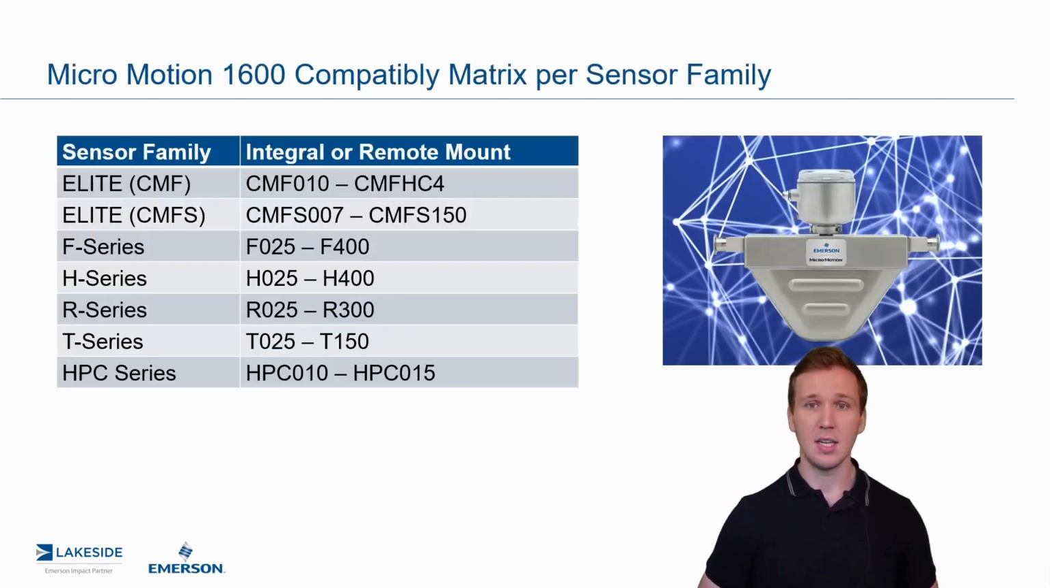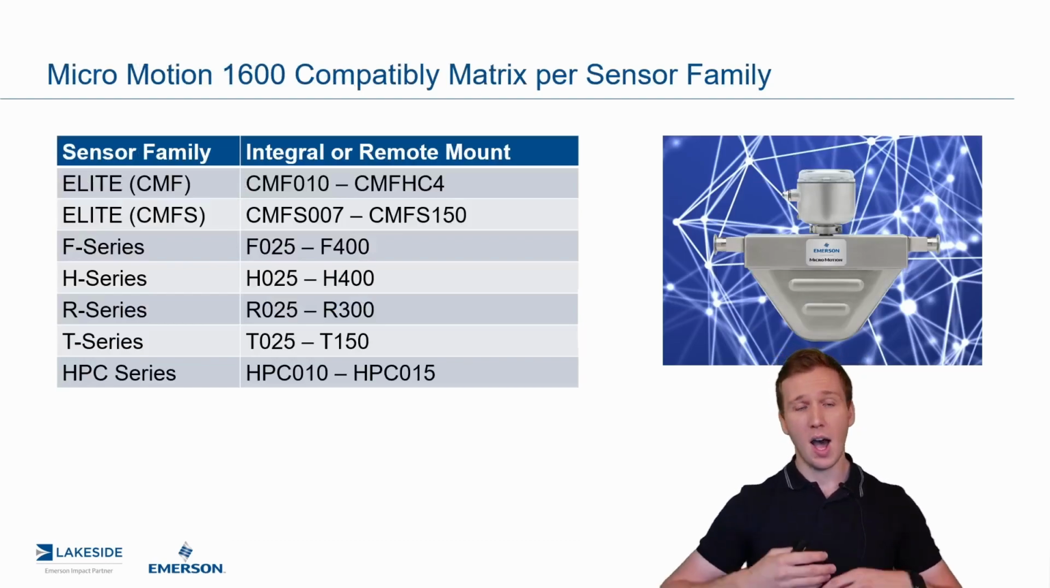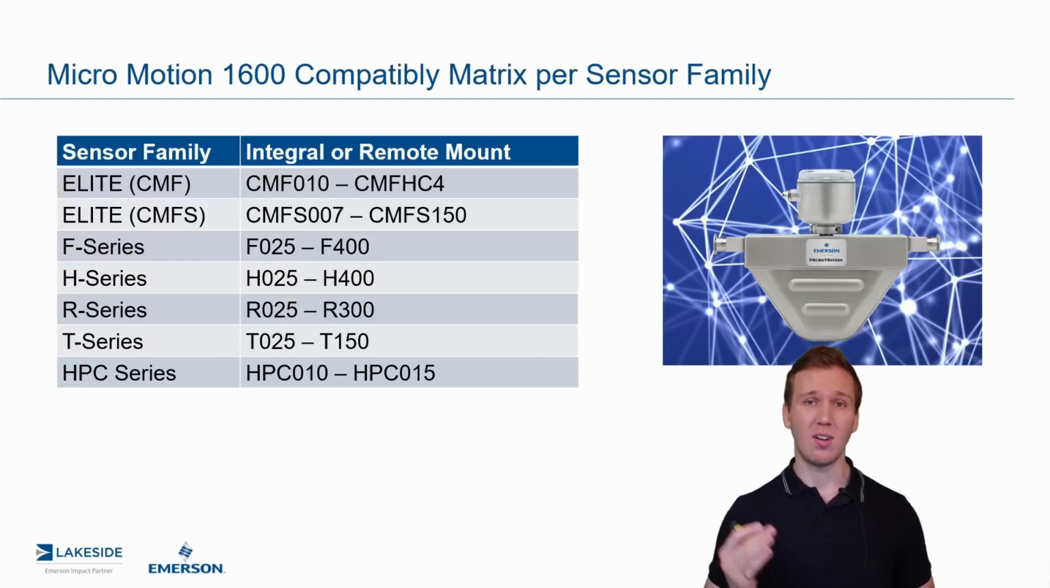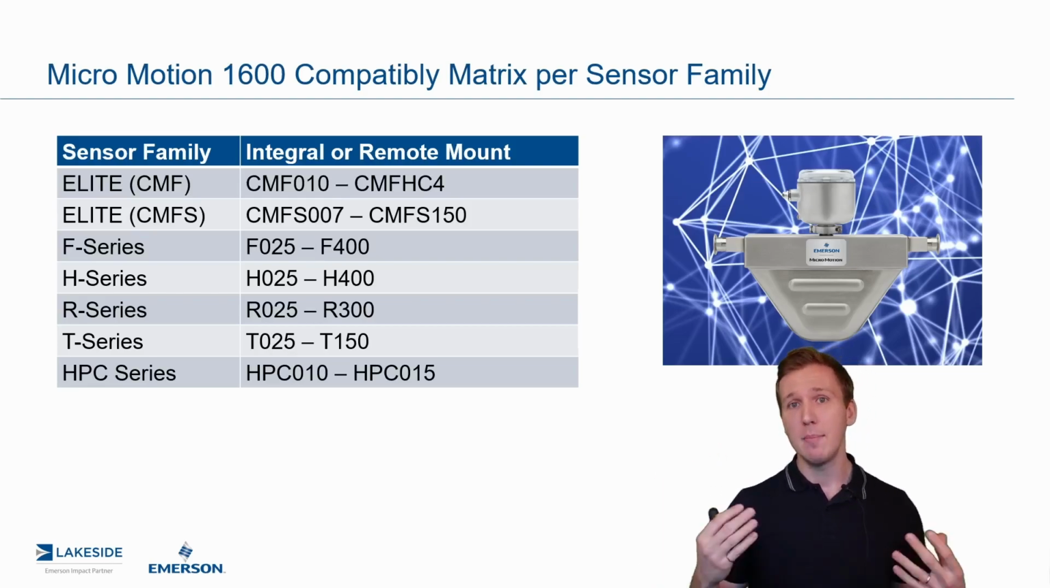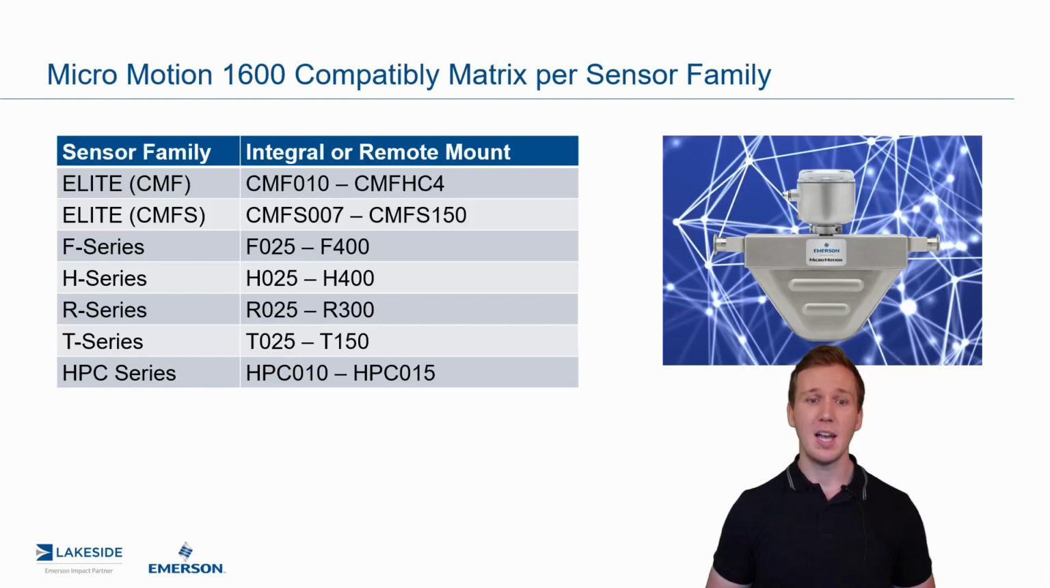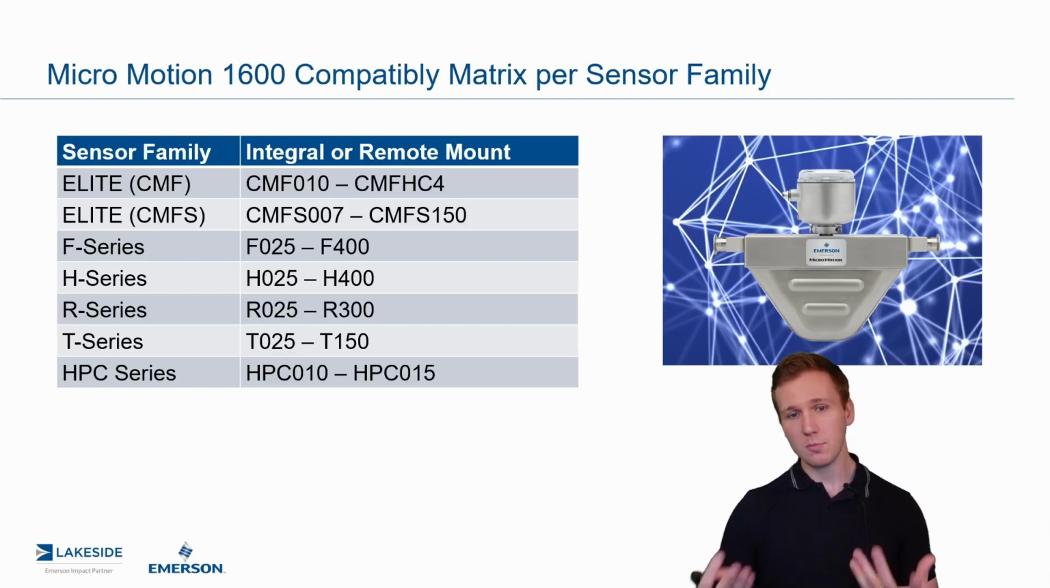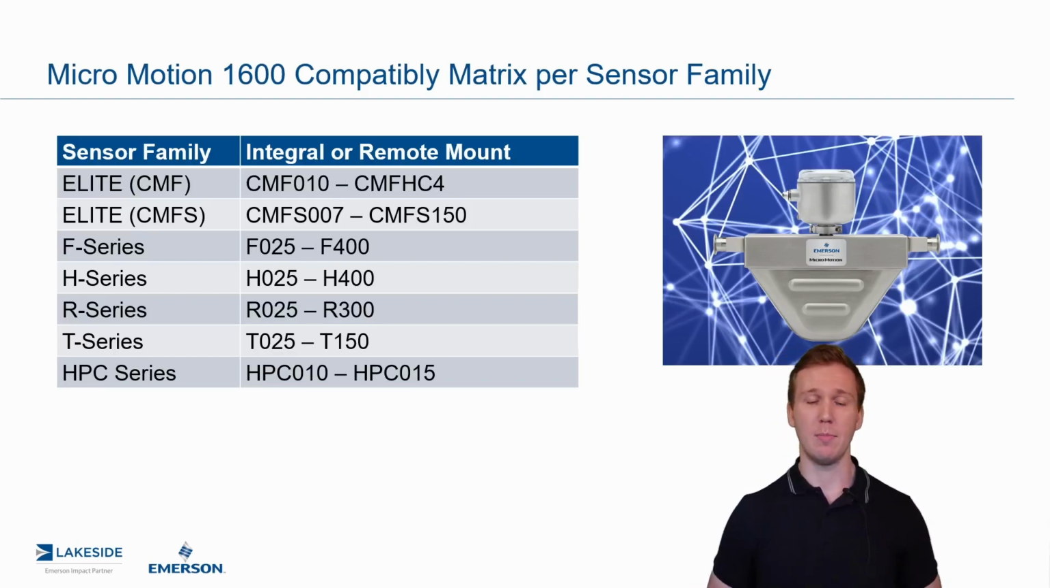What does the 1600 work with? Pretty much all of our sensors, whether it's our Elite series sensors, F series, H series, R series, T series. Because we're using power over Ethernet, we're not really limited with power like we might be with our 2-wire 4200 transmitter. So there's a few options that aren't available with that one, but this one we do not have those limitations. Also have both integral and remote mount options.